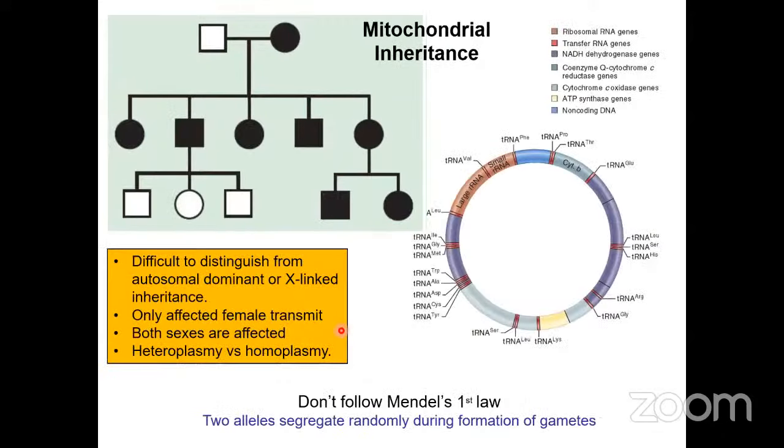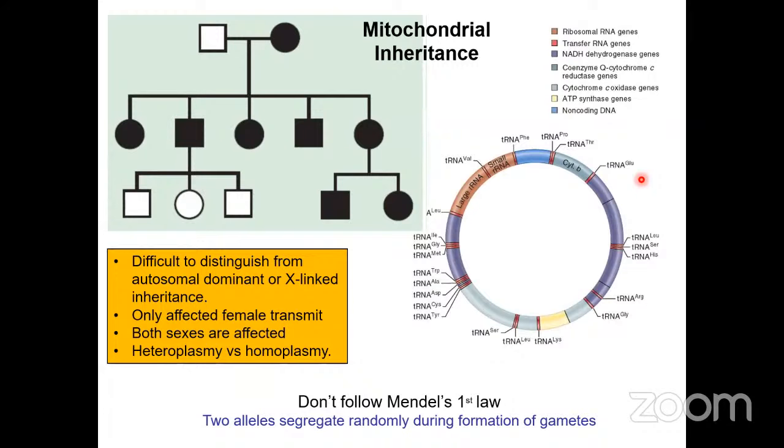Now, the next most commonly asked topic is mitochondrial inheritance. This is mitochondrial DNA, which is circular DNA, and various genes are present in this mitochondrial chromosome. They don't follow Mendel's first law, that is the law of dominance, because there is no pair there. It's a circular genome. There is no other copy. So the two alleles segregating randomly during gamete formation doesn't happen there.